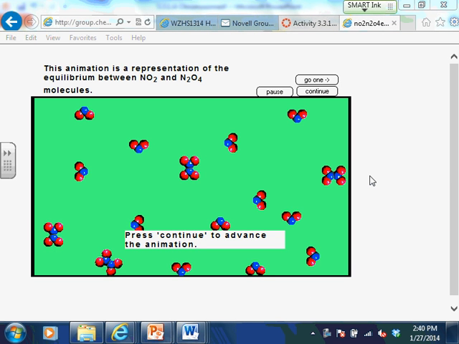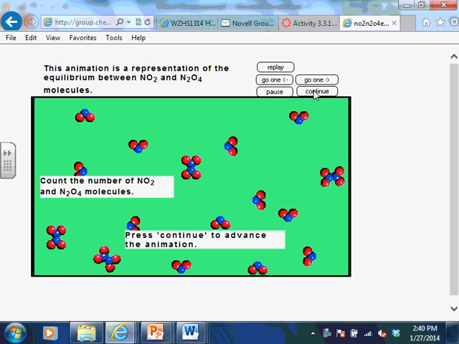Alright, so here's the second animation, and this one's an equilibrium between NO2 and N2O4, which you've seen a representation of this several times in your book already, okay? So the first question here says, each time the animation stops, count the number of NO2 and N2O4 molecules present. What do you observe? Okay, so it says press continue to advance the animation. So it's saying count the number of NO2 and N2O4 molecules.